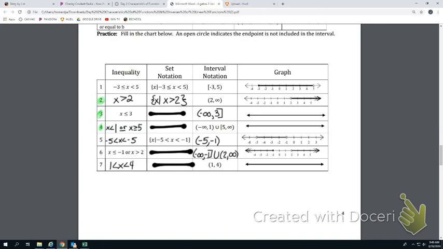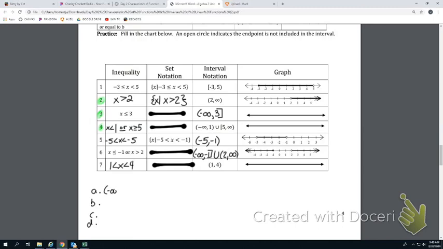All right, so there's the last one up there. Any questions on this? Emphasis on brackets, parentheses. Okay, because guys, come test time, you're asked to write domain and range.